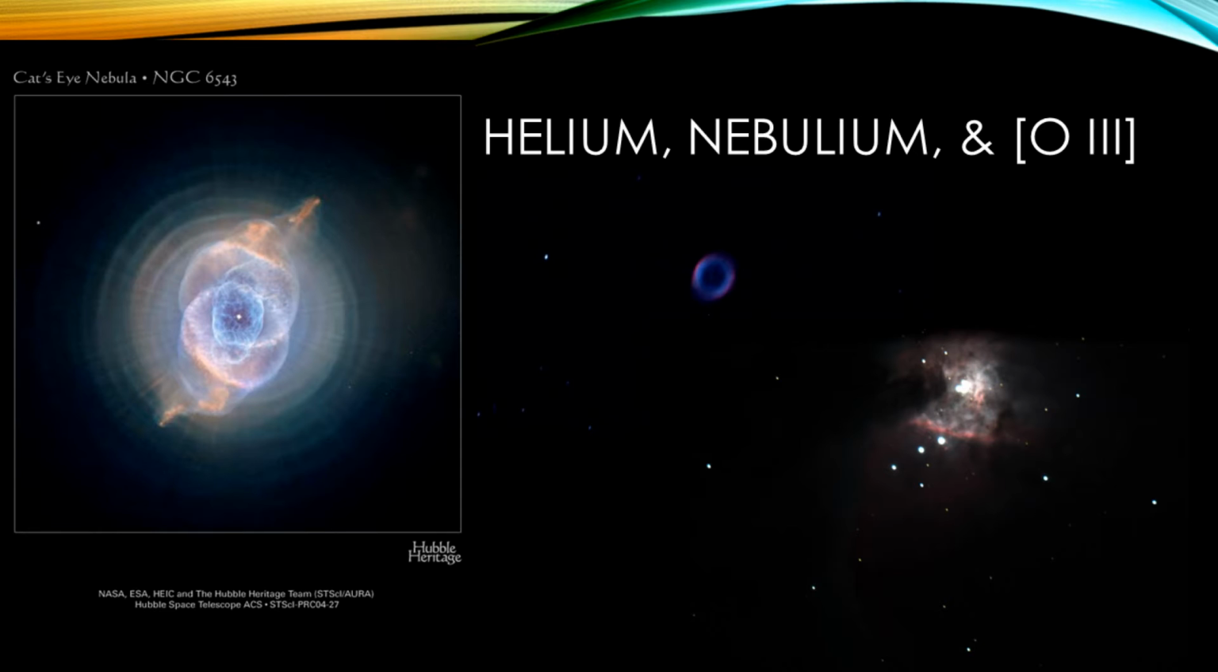I've got this labeled as helium, nebulium, and oxygen 3. A lot of people tend to know that helium was something that was discovered in the sun. When they were looking at the sun, when they first understood what these absorption features were telling us, they found that there were these absorption features in the sun that had never been seen on Earth that they couldn't explain. And they were like, new element, we're gonna name it helium. Greek word for sun is helios, made sense, right?